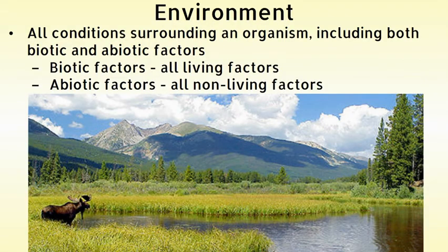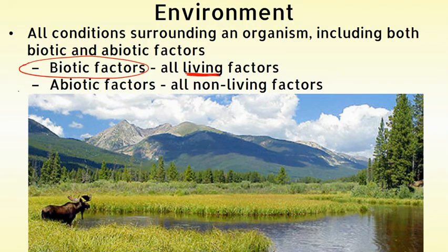Now, lastly, just looking at how an environment comes together. When we look at an environment, we're looking at all of those conditions that surround an organism, including both what we call biotic and abiotic factors. So when we talk about an organism's environment or a population's environment, we are looking at biotic factors. Biotic factors are the living factors. So biotic factors would be things like the plants, the trees that live within that population of that organism. Also the other living organisms, the other populations, the other animals that might live near that moose.